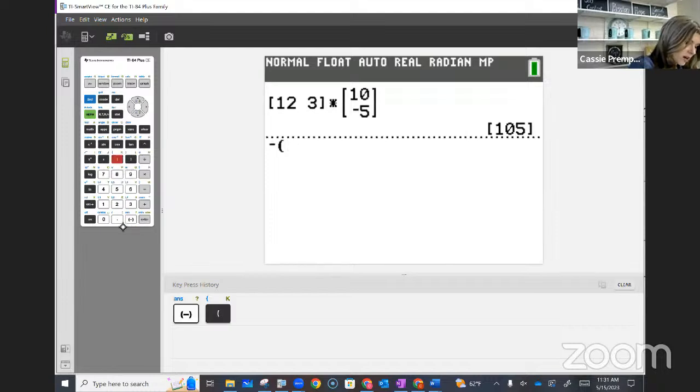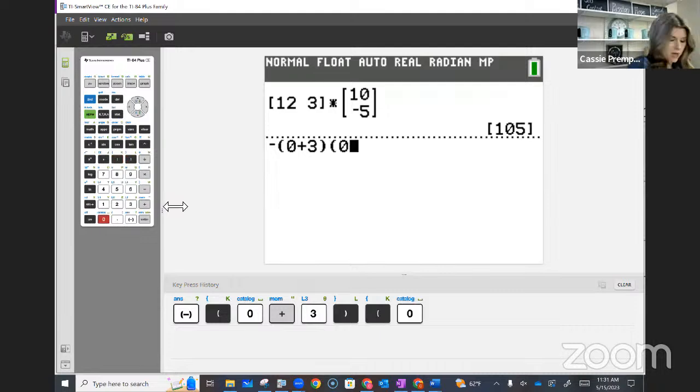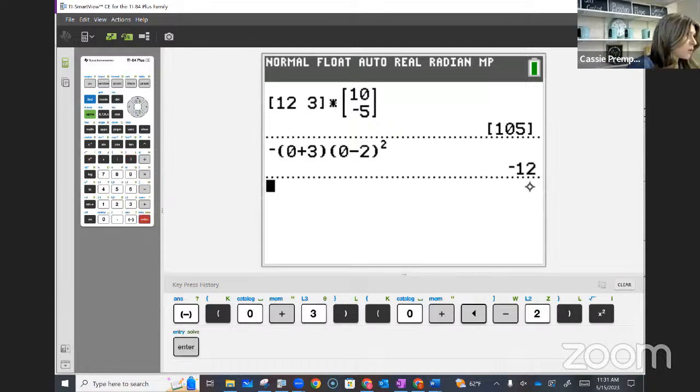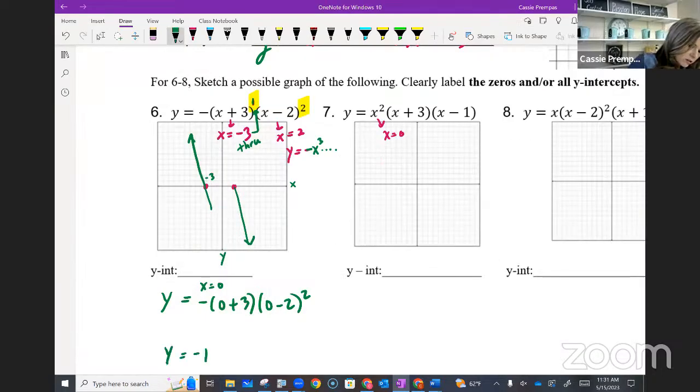But I can show you that the opposite of 0 plus 3 times (0 minus 2) in parentheses squared is going to tell me that it should be -12. If you did that by hand, just follow your order of operations: parentheses first, then exponents, so that'll become 4, then multiply, so -3 times 4 gives you that -12. So the y-intercept, if I asked you to list it as a point, would be at (0, -12).